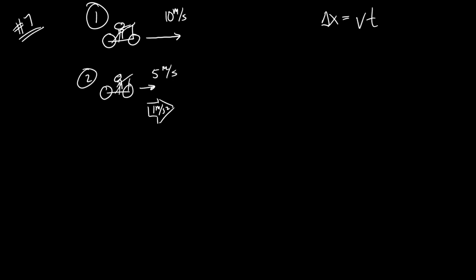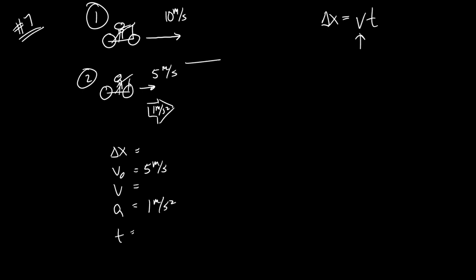So for cyclist number 1, there's only one piece of information: I have their velocity. But for cyclist number 2, they've given me a plethora of information. They've given me their speed and their acceleration. So I'm going to write out all that stuff: delta X, V naught, V, A, T. It starts from 5 meters per second with an acceleration of 1 meter per second squared, and that's it. So that doesn't seem like enough.